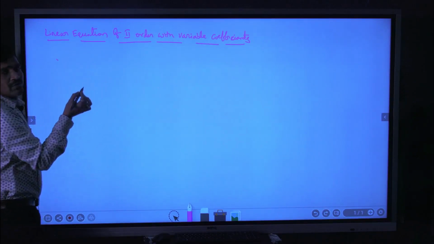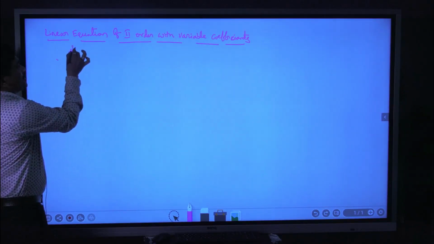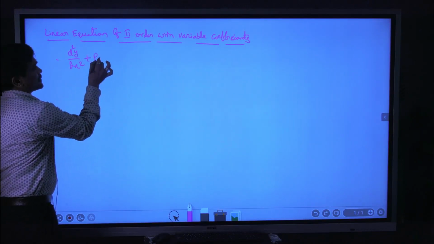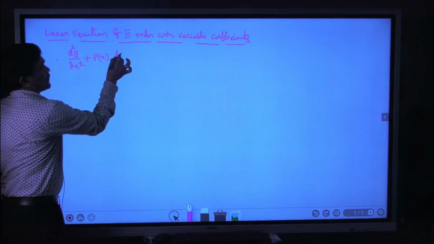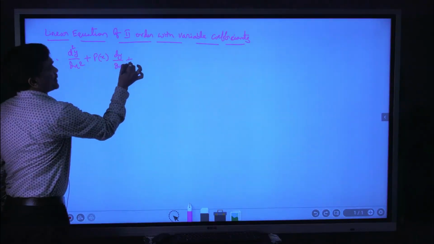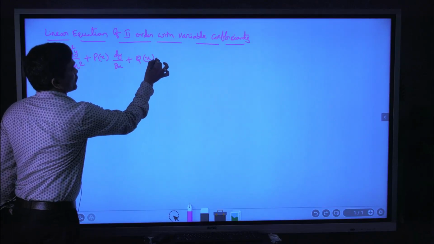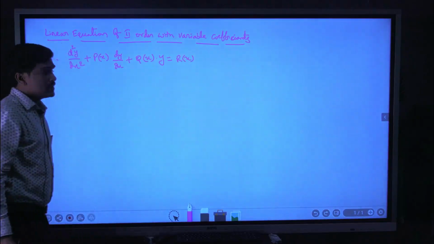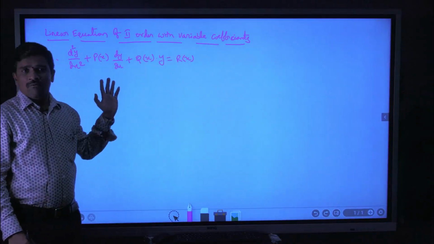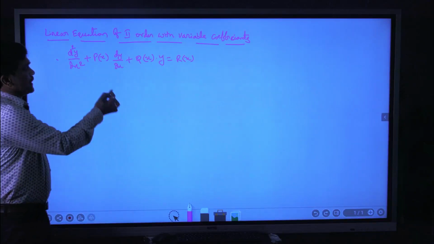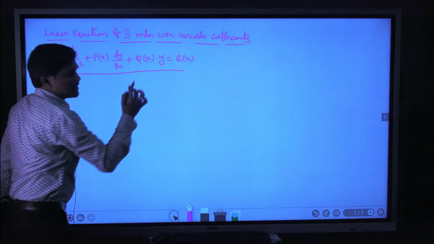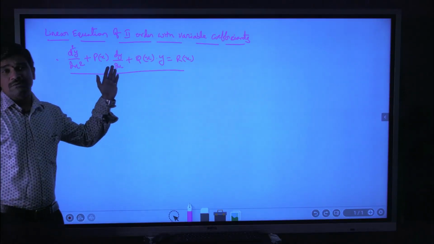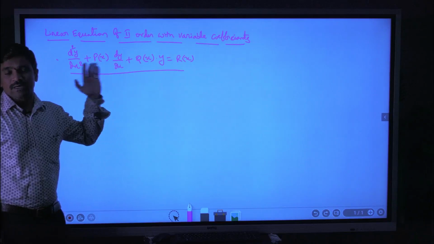Now the equation of the form d square y by dx square plus p of x into dy by dx plus q of x into y is equal to r of x. Here p, q, r are functions of x. Then this is called a linear equation of second order with variable coefficients. Now how to solve this?